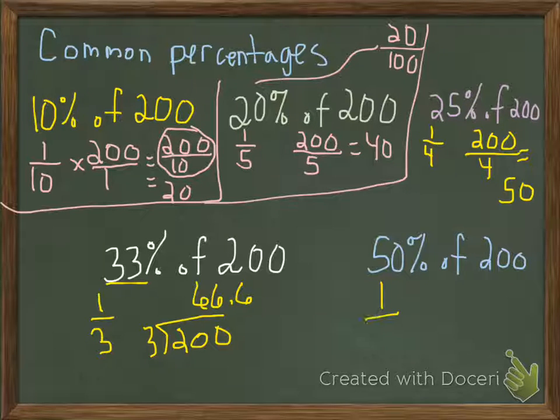50%, that's the same as 1/2, right? It's like you're dividing this number, happens to be 200, by 2. You would get 100. It's like you're asking for half of 200, which is 100.